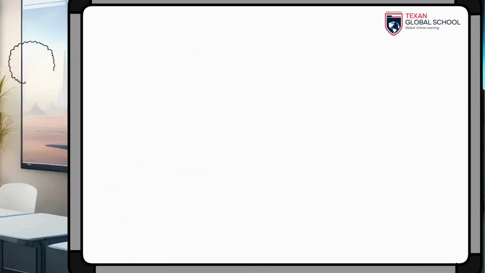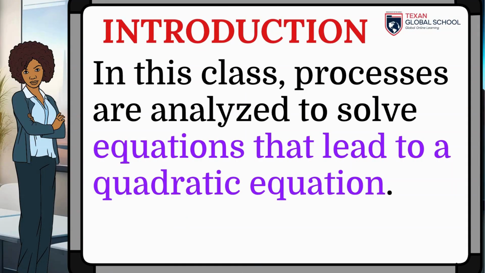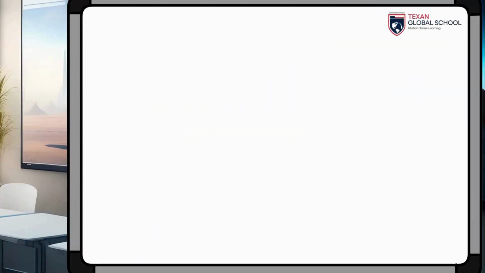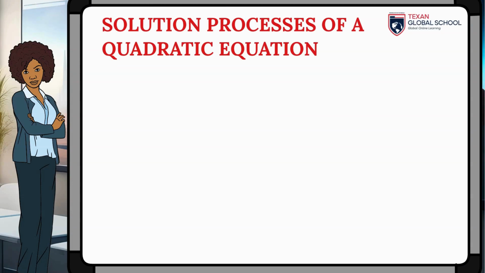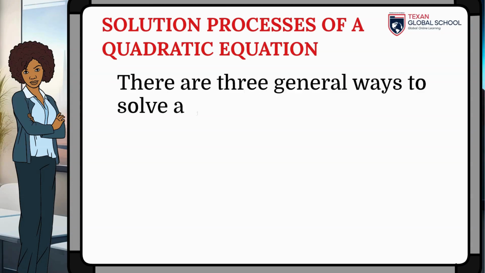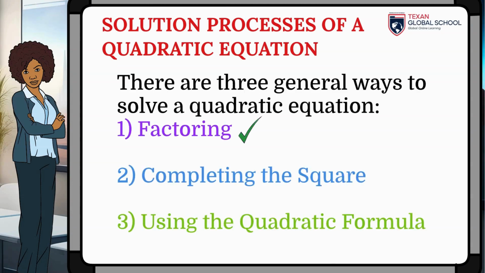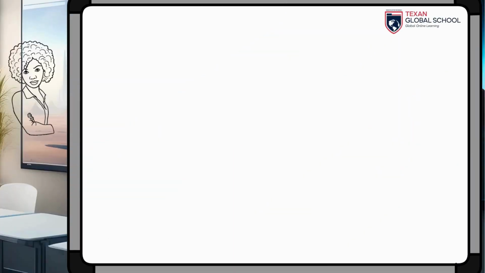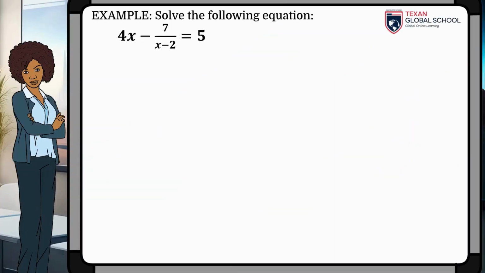In this class, different processes are analyzed to solve equations that can be reduced or simplified to a quadratic equation. Let us remember that there are three general methods for solving quadratic equations: by factoring, completing the square, and using the quadratic formula. Let's look at a first example. We will solve the following equation.